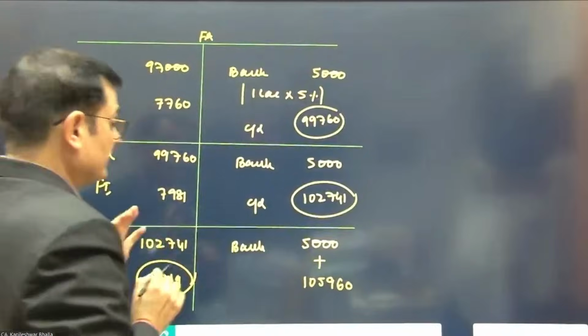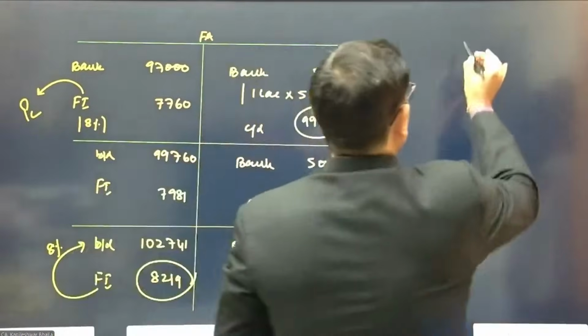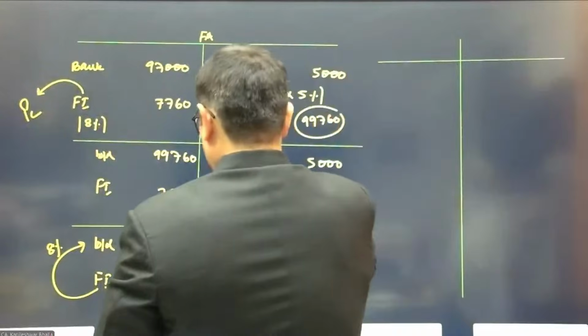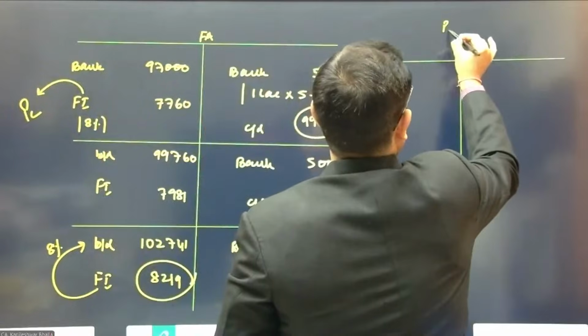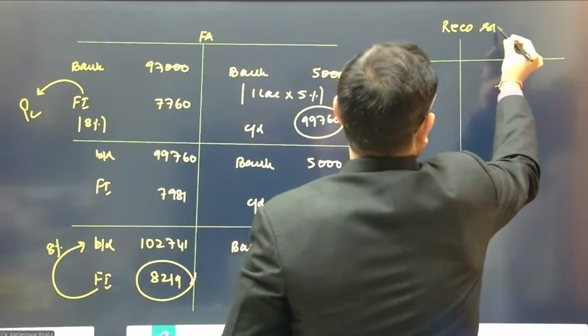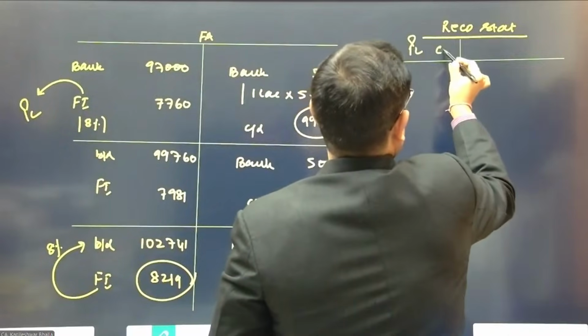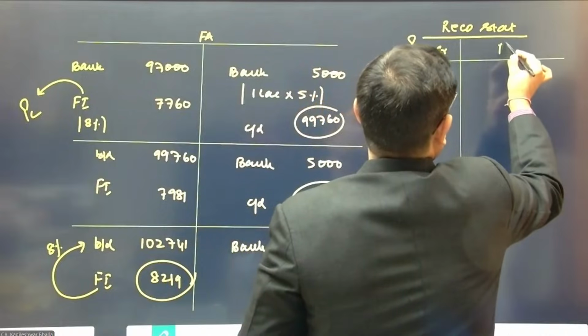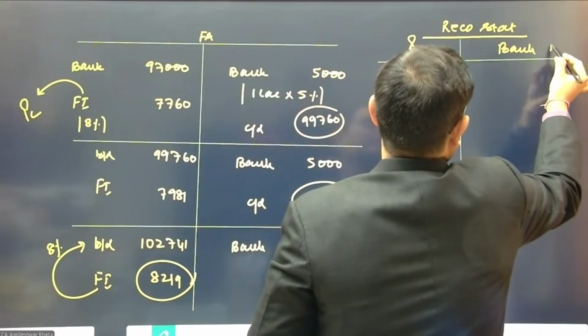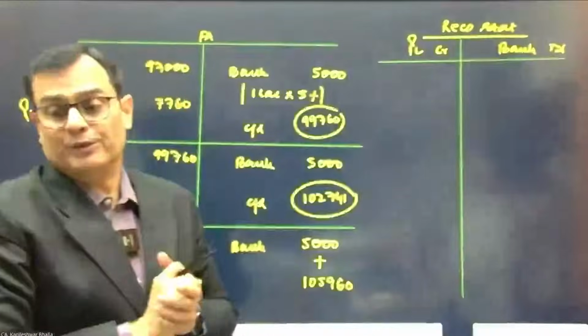Okay, so now let's come to the reconciliation statement. As we said, the credits in the P&L and the debits in the bank. I want to make a reconciliation statement of what is the credit in the P&L and what is the debit in the bank. Is that matching or not?